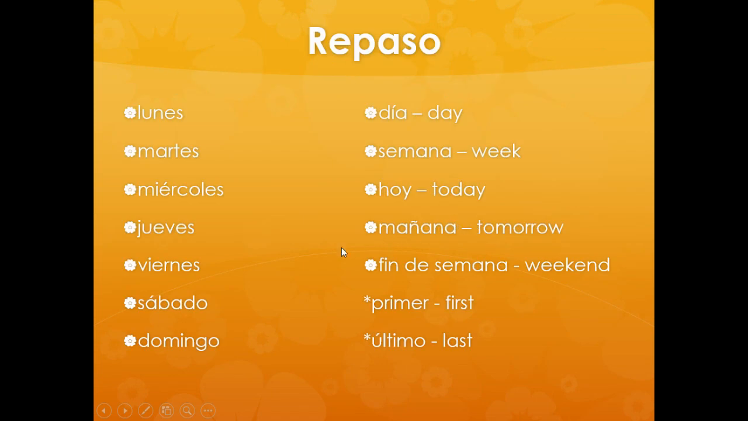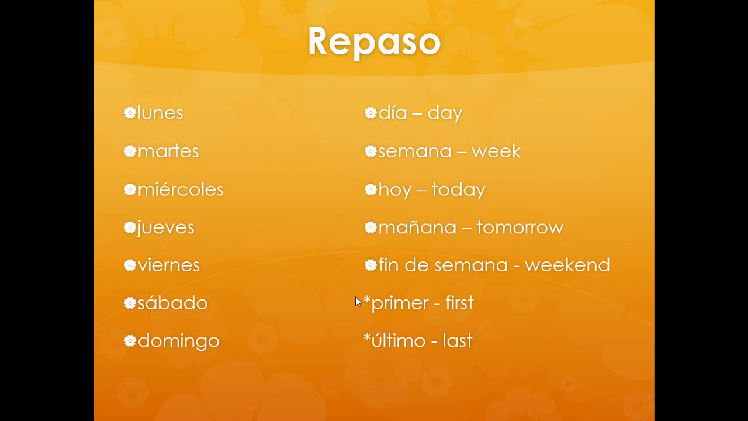So again, here on the left, we have our days of the week. Lunes, martes, miércoles, jueves, viernes, sábado y domingo. And here we have some extra vocab. So el día, la semana, hoy, mañana, fin de semana, and then primer and último. Okay. So you can go ahead and write these down if you need to.